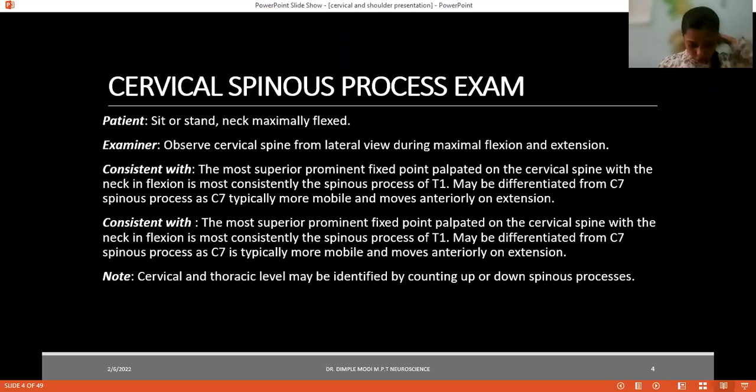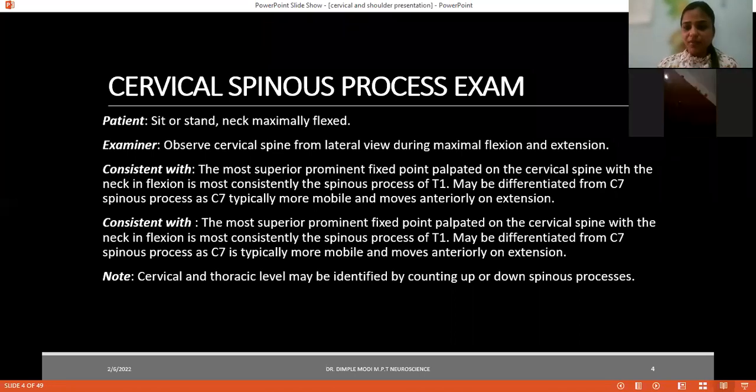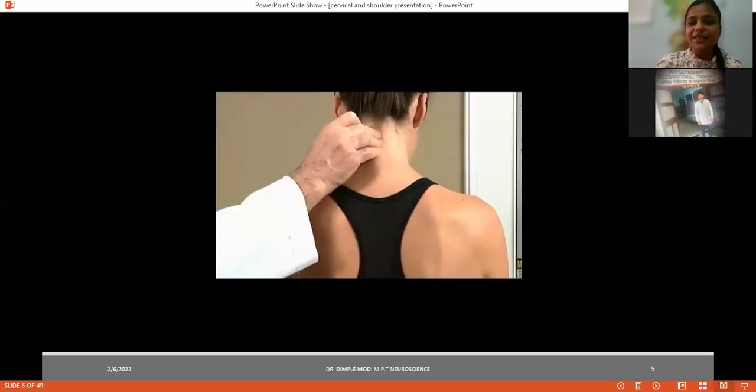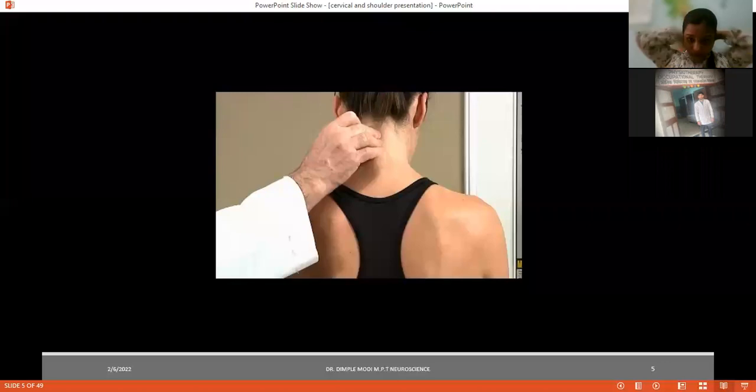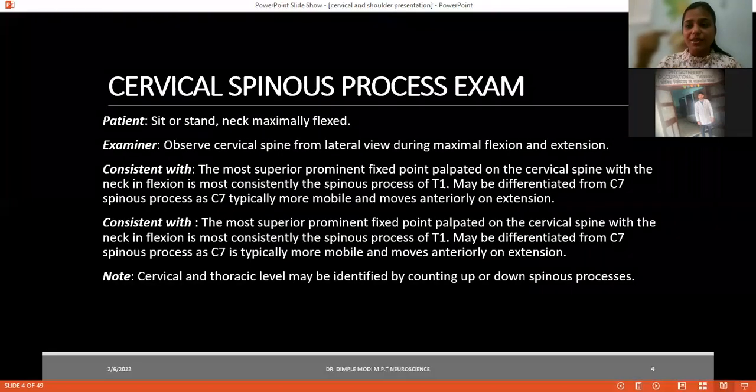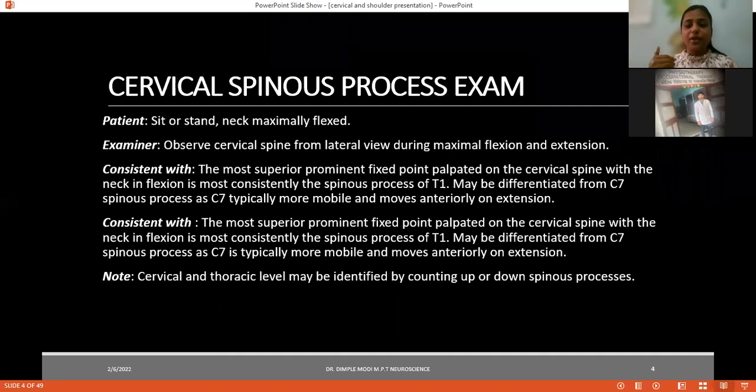Where you feel the bump, that is your T1. When you bend, where you feel that bump, that is T1. How you'll notice that C7 is the more mobile: when you extend, the C7 goes anteriorly inside. So you will be able to count the cervical vertebrae. So this is the cervical process examination.